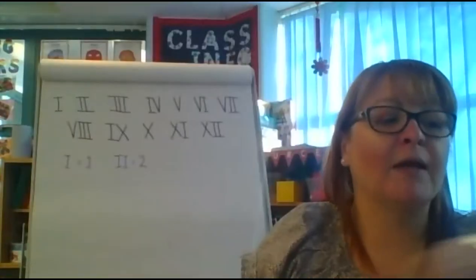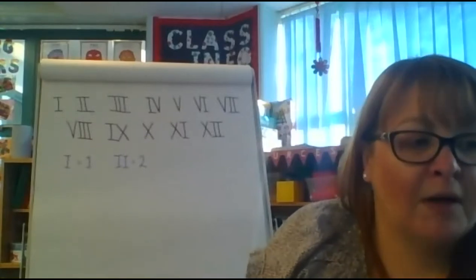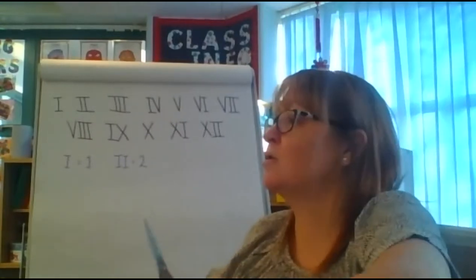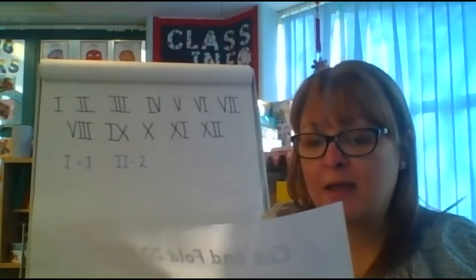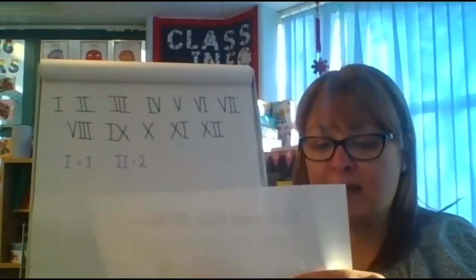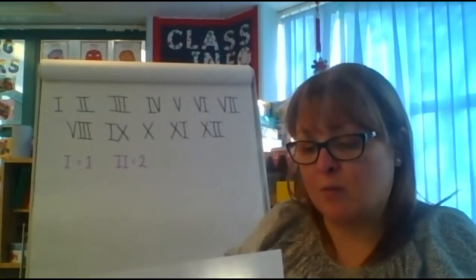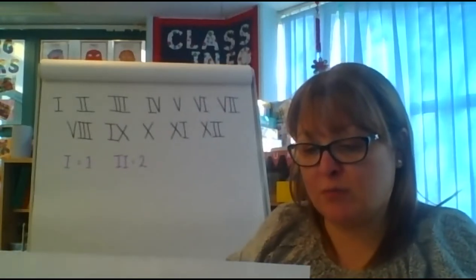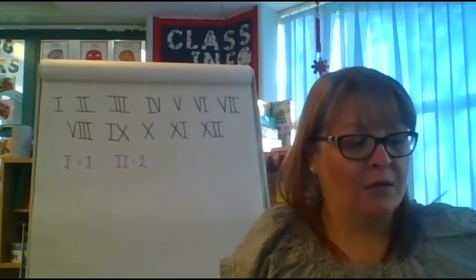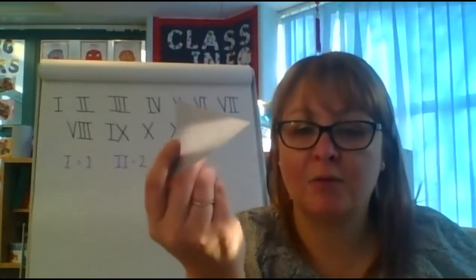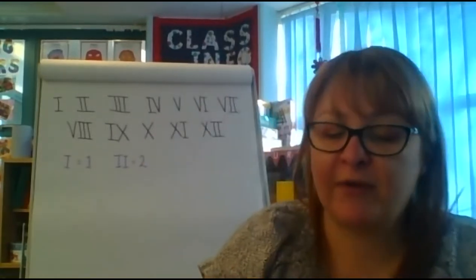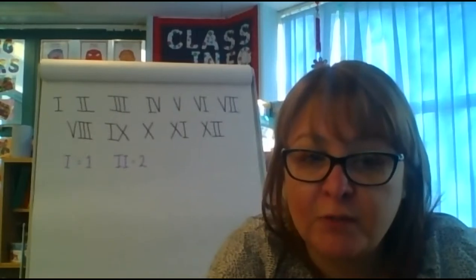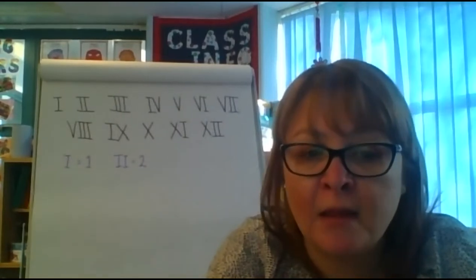So the idea is that you cut out the shape very carefully, and only with scissors if you've got an adult present, because you shouldn't be using sharp scissors without someone there. I don't want a nasty accident. So I've cut out my equilateral triangle, and I will keep hold of that for now. I'm just going back to my screen share.